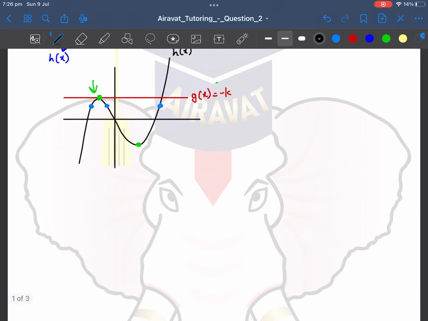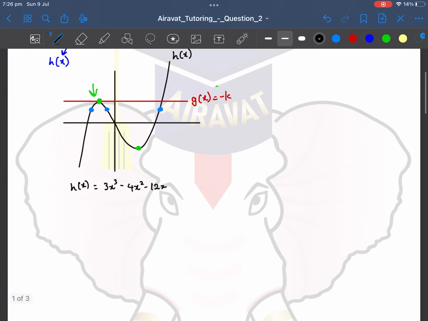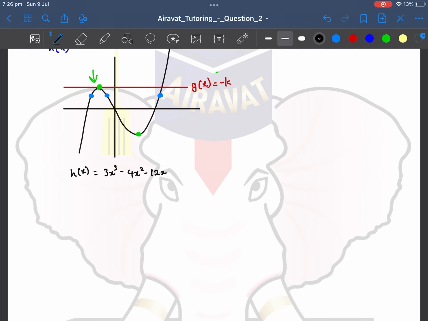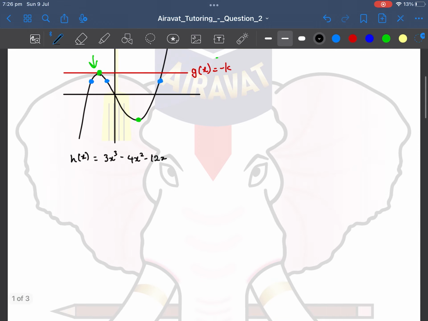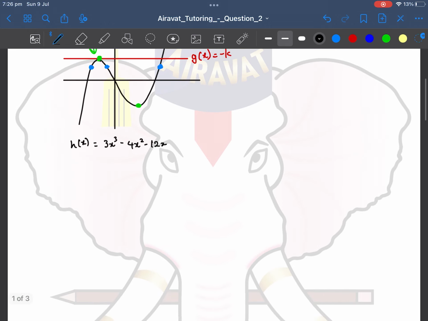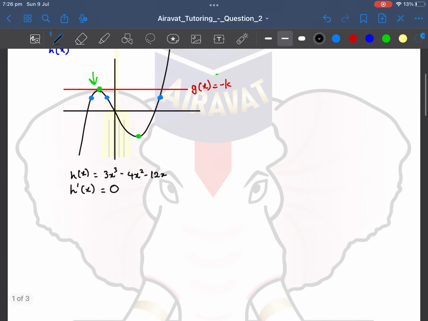So we have a function here, h of x, which equals 3x cubed minus 4x squared minus 12x. Now to find the x value of this stationary point, what we will do is take the derivative, which is h dash of x, and set it equal to 0. Why do we do that?